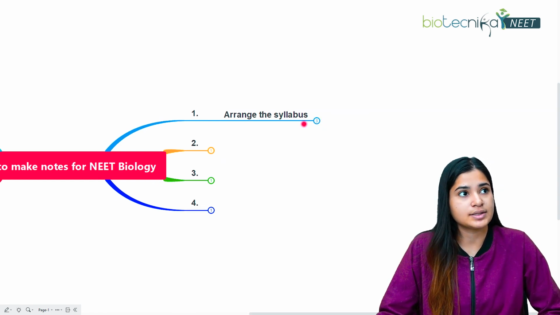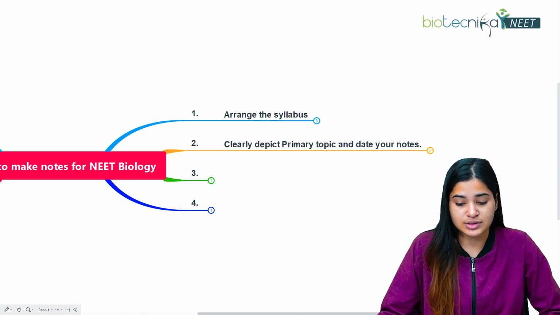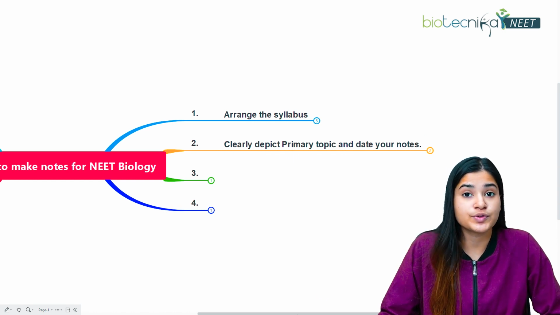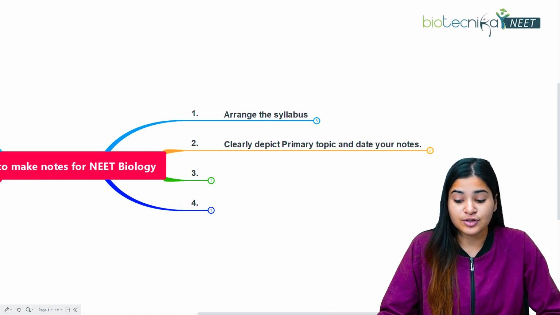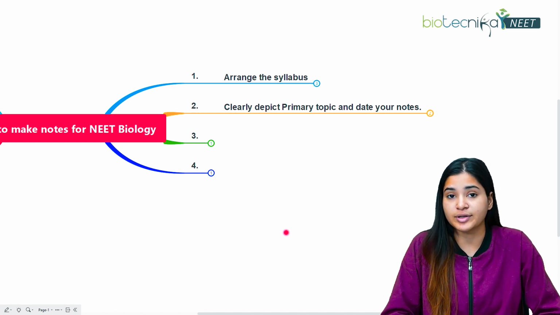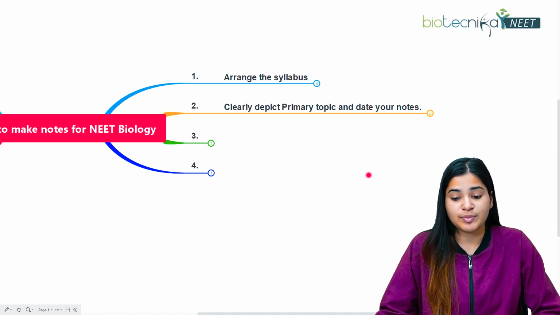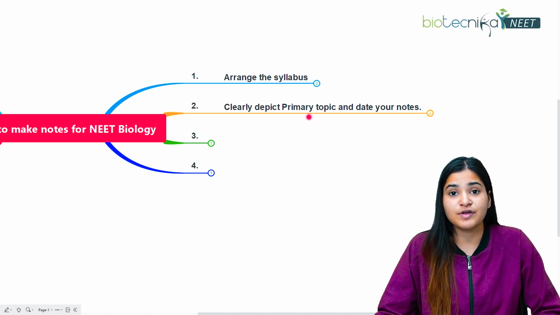Now the second point that is important is to clearly depict the primary topic and date your notes. The heading is the most important thing. Your primary topic, what topic you are taking the notes from and what notes you are preparing, is important. Clearly depict the primary topic concerned with the notes you are going to make. The primary topic should be in bold and clearly emphasized.